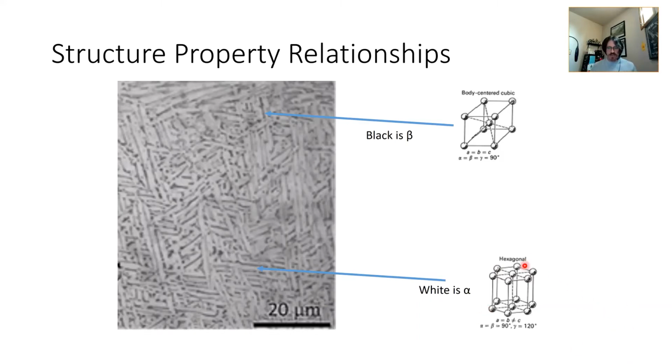Alpha is generally the softer phase, and the black beta is the harder phase. So different structure, different property. This is a more densified version of titanium, more densified flavor, which is why it's harder.